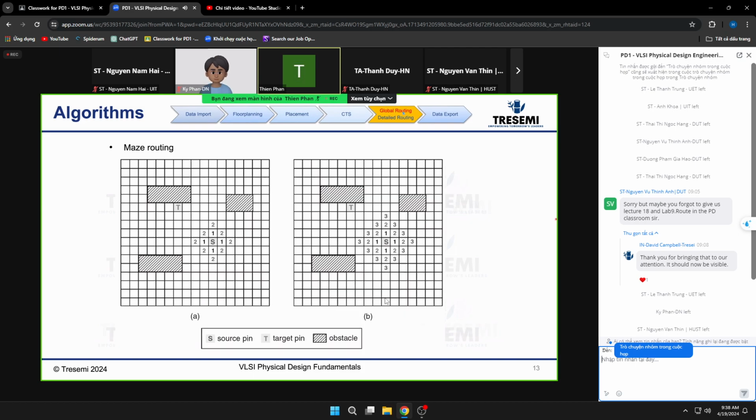Okay, another method is called maze routing, right? This one is simple as well. You have a source pin S, starting here, and you try to connect to the target pin T. And then you have these boxes that represent either blockages or macros that you can't route through.